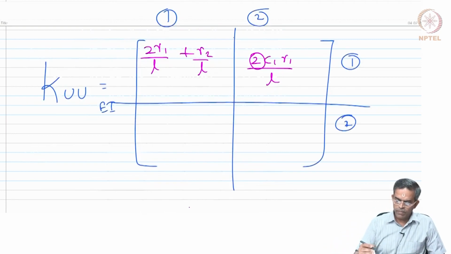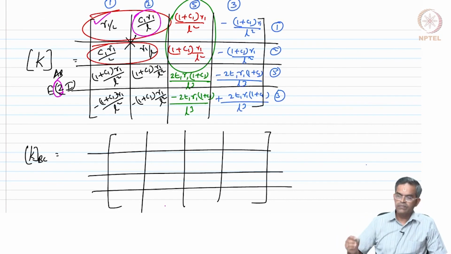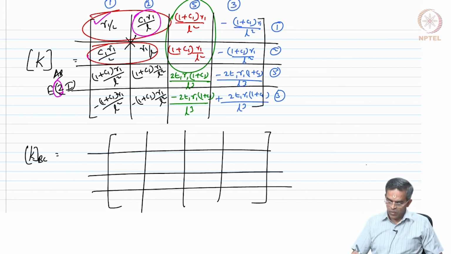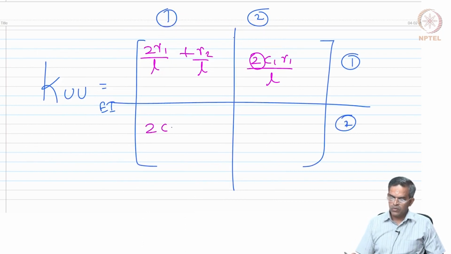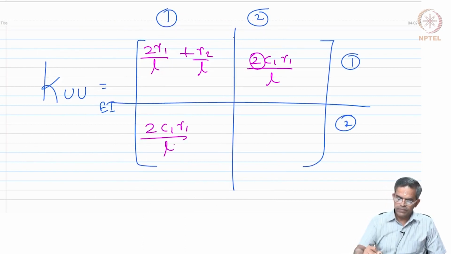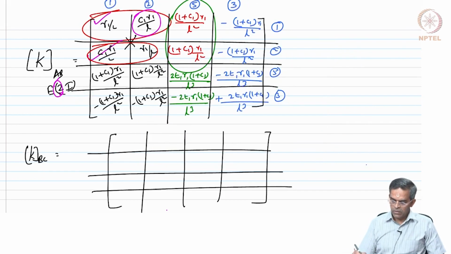This 2 has come because of this. Now, I must get 2 1, go here. 2 1 is this value. Okay. So, 2 C1 R1 by L, correct.